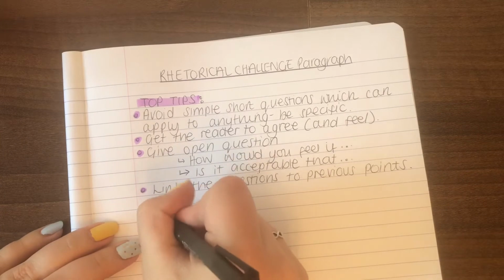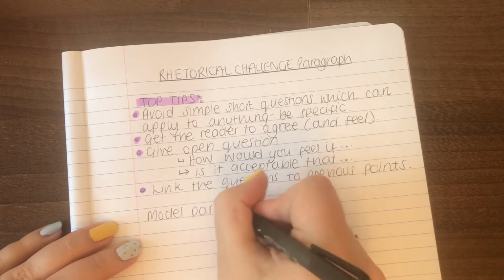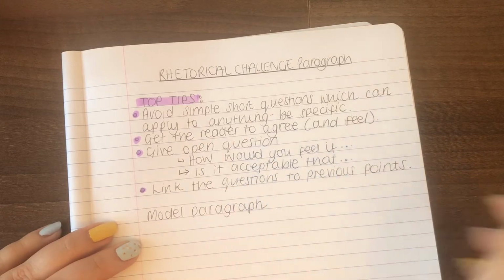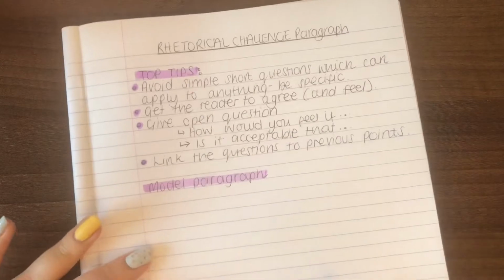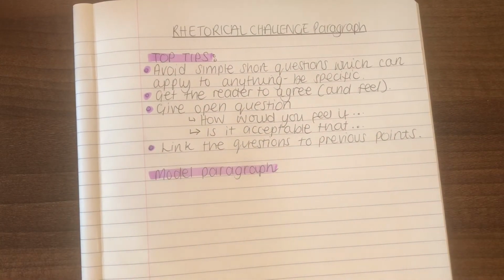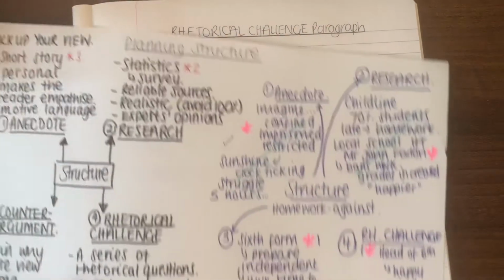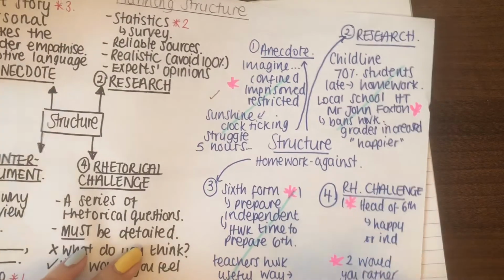Okay, onto the model paragraph. As I've said a few times, this rhetorical challenge is the shorter one, so you'll see that as I write it. So we've been using this here, and we've been working our way through the paragraphs. We've done this one, and we're now onto this rhetorical challenge.